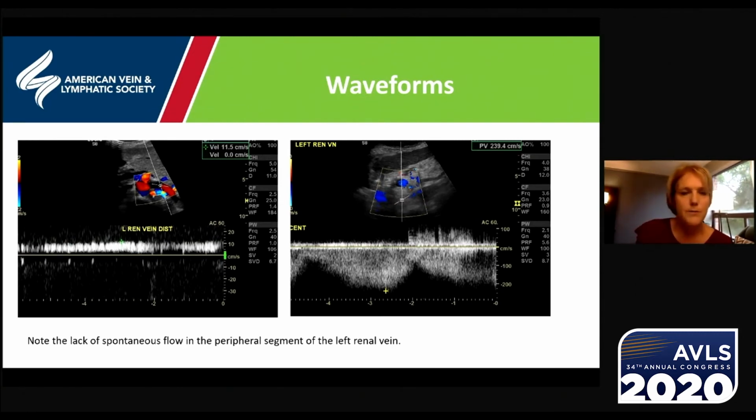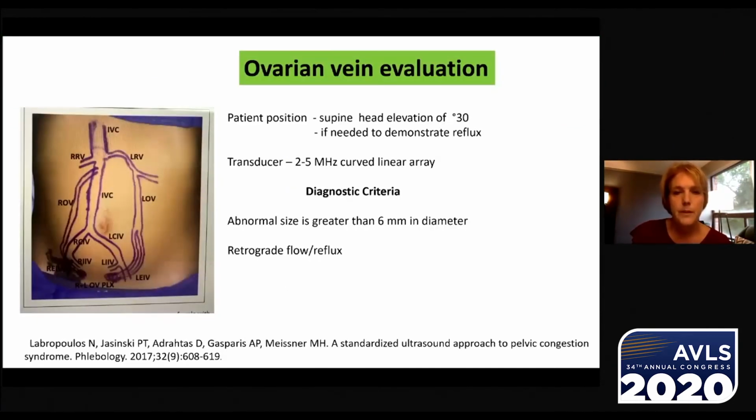So the waveforms are important to look at because it will give you a hint of what you're going to see as you move upstream. So now we know that the left renal vein is or isn't involved in this. So next we're going to talk about the ovarian vein evaluation.